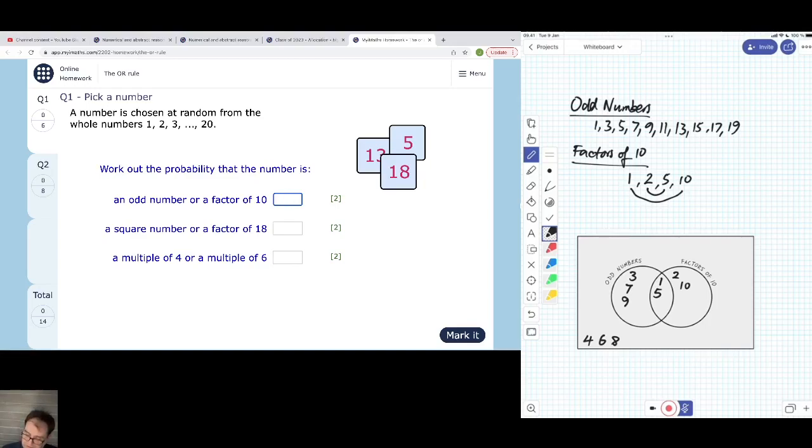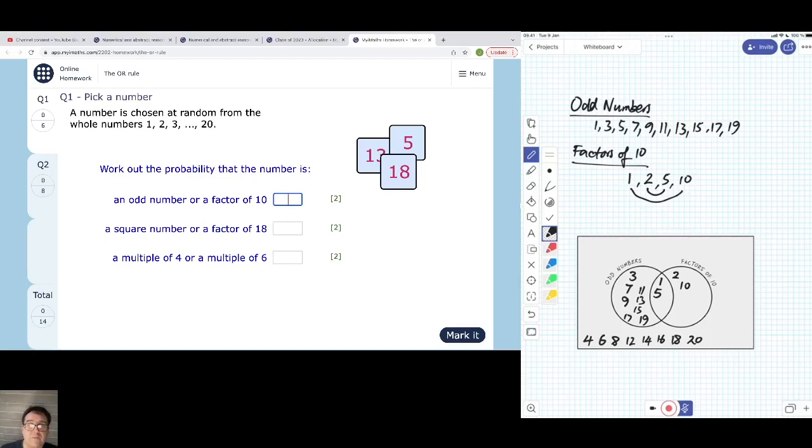And then we've got 11 in the odds, 12 in the evens, 13 odd, 14 even, 15 odd, 16 even, 17 odd, 18 even, 19 odd, and 20 even, and that's all of them.